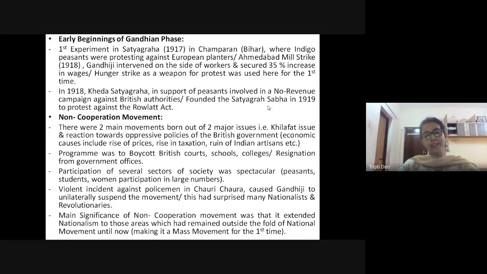But what comes out from this is that Gandhi's non-violence theory or Satyagraha was a very powerful strategy, and Gandhi himself understood its significance. People were still not able to understand the significance of it. And that's the reason it surprised, this particular incident when Gandhi had suspended the movement had really shocked the nationalists. But we will see that the main significance of the non-cooperation movement was that it extended nationalism to those areas which had remained outside the fold of the national movement until now. So the first time we see a mass movement happening was when the non-cooperation movement was there.